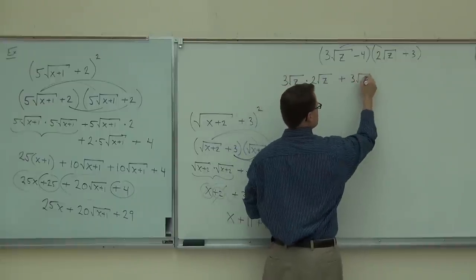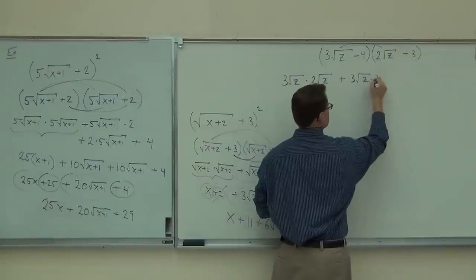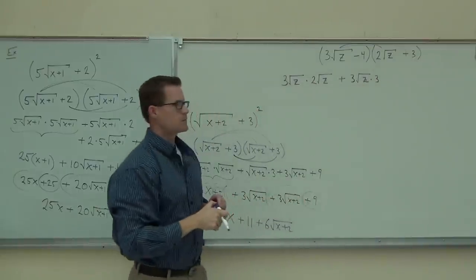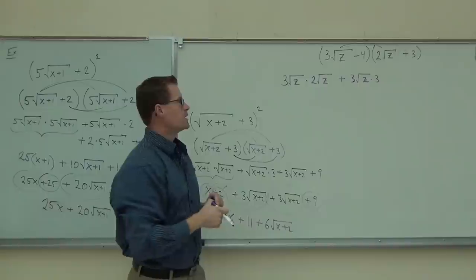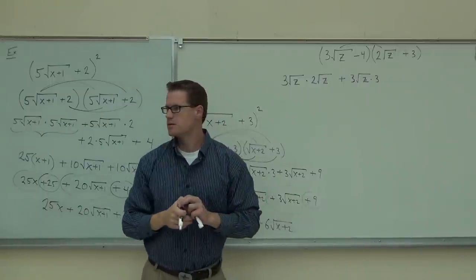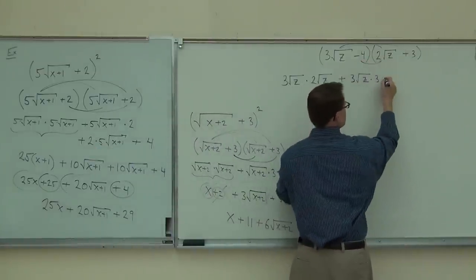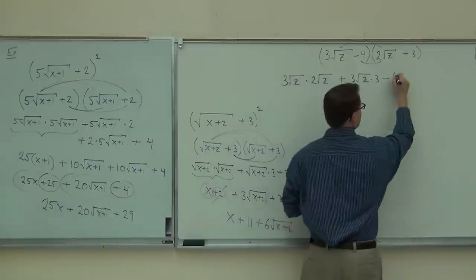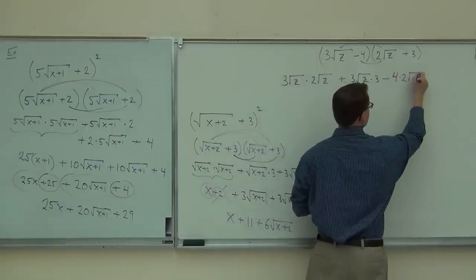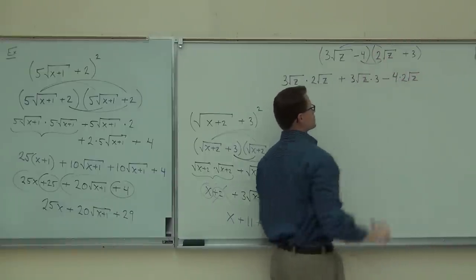3 root z times 3. Still okay? Yep. Next up, what are we going to have next? Minus 4. Okay, so we're doing this times this. That's where we're getting the minus from. 4 times 2 root z.